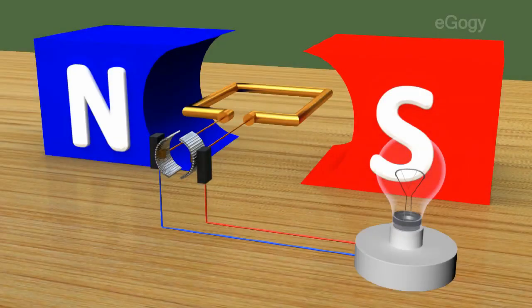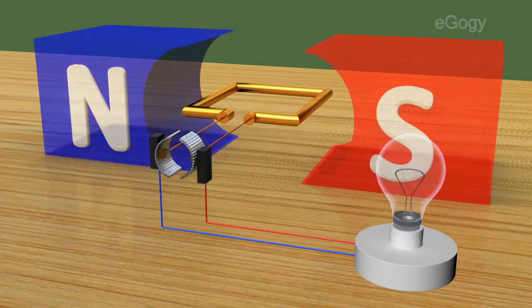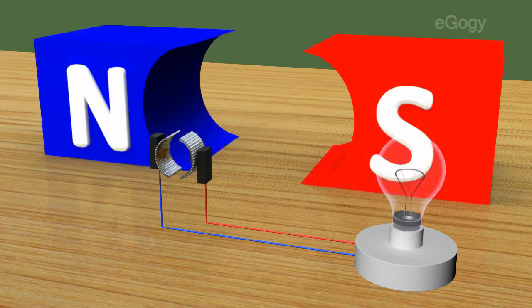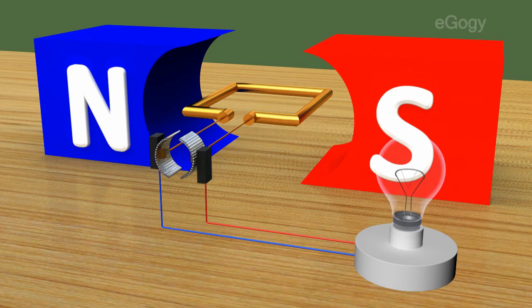DC generators. Like an AC generator, the DC generator also has a field magnet and an armature coil. In DC generators, the slip rings are replaced by split rings.